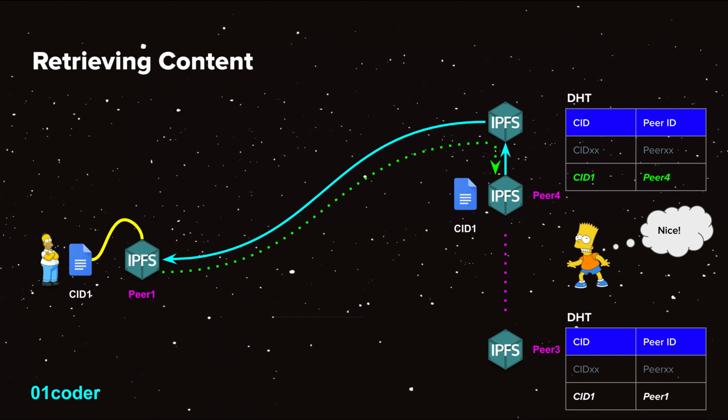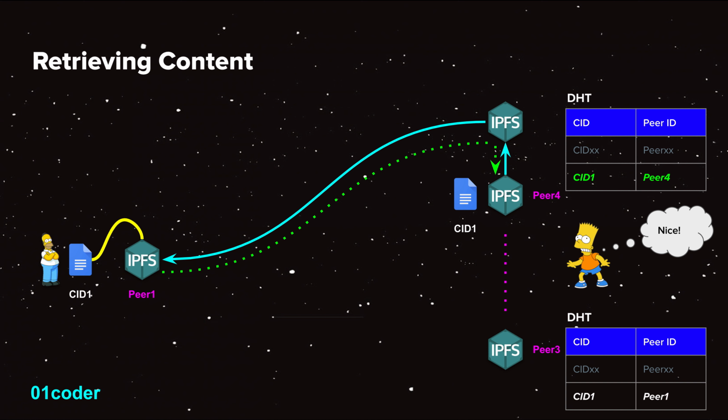Peer 1 responds with the data of CID1. Now peer 4 receives it. Bart can view the content now. That's nice. At the same time, as peer 4 receives the same data, it stores it locally and adds a new provider record in DHT with CID1 and peer 4.